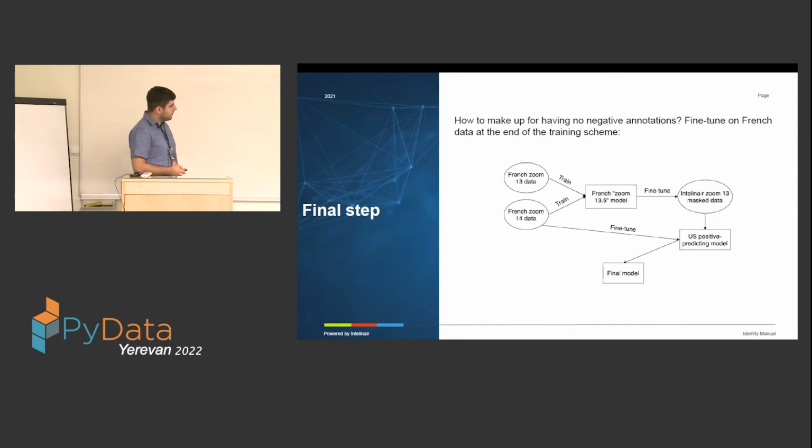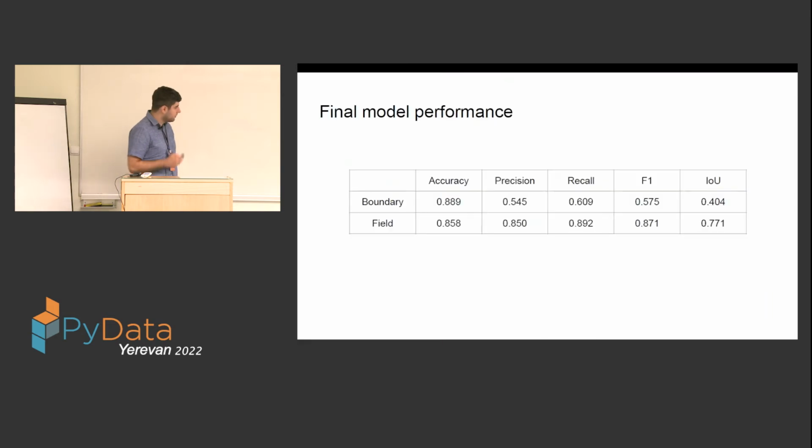And then we do a very small fine-tuning using Zoom 14 French data. Anything could go here, 13 could go, both could go. We just do a fine-tuning using Zoom 14 French data, and we get our final model. So this is the training scheme that we have chosen. The paper suggests this much, so without this fine-tuning, but given our problem, this was something we had to add. And these are the final model performances.